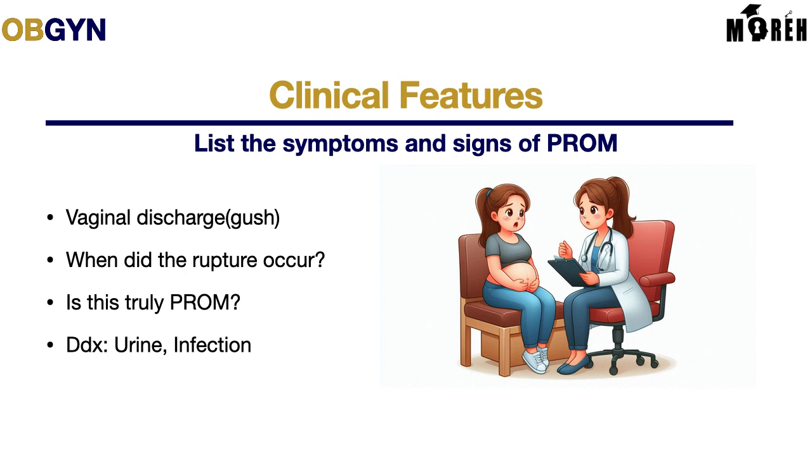Also, the patient will tell you the fluid comes out more when she coughs or laughs, or whenever there's increased intra-abdominal pressure. Then it can also be an infection. Maybe it's just a vaginal infection and there's a lot of discharge that the woman thinks is amniotic fluid. So what then do you do if you want to confirm whether this is PROM or not?